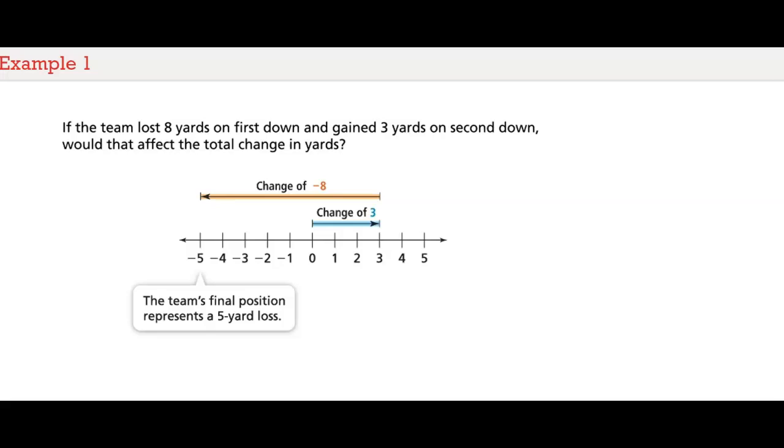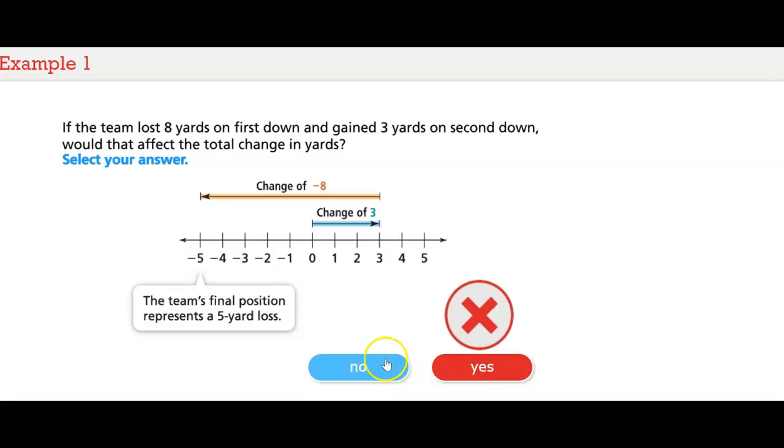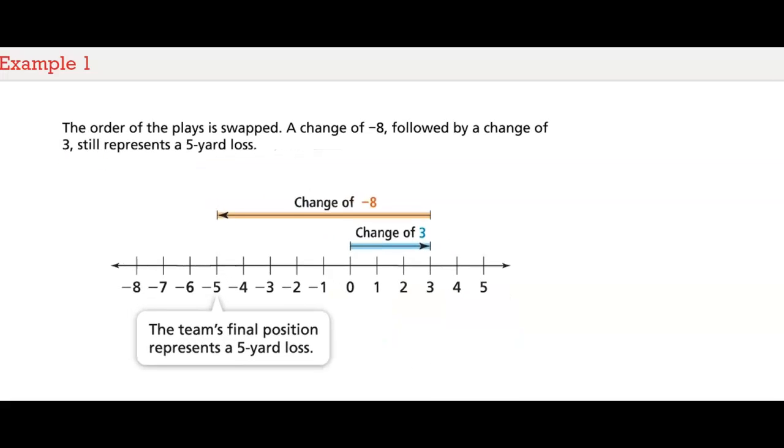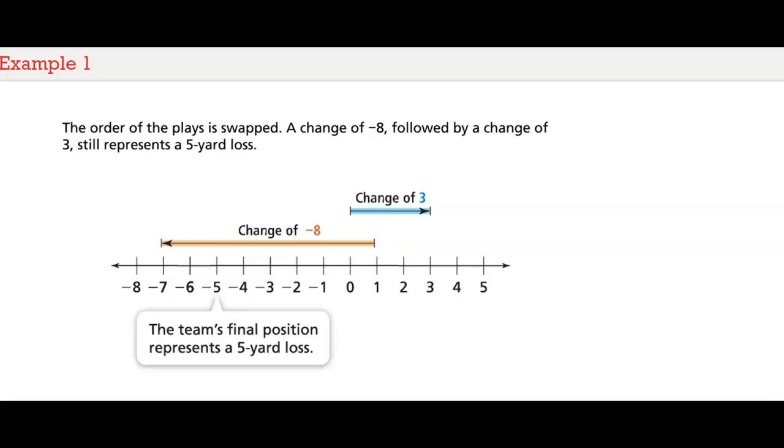If the team lost 8 yards on first down and gained 3 yards on second down, would that affect the total change in yards? Select your answer. The order of the plays is swapped. A change of -8, followed by a change of 3, still represents a 5-yard loss.